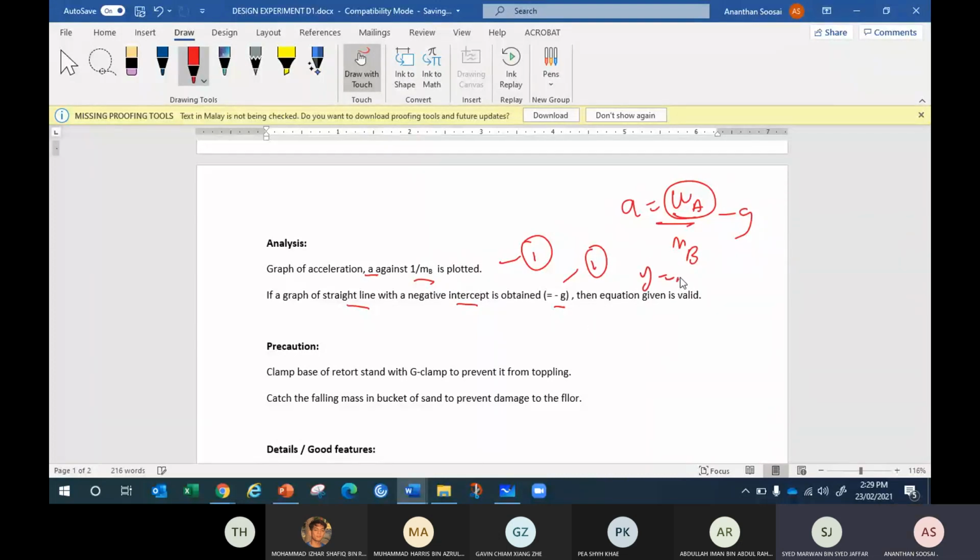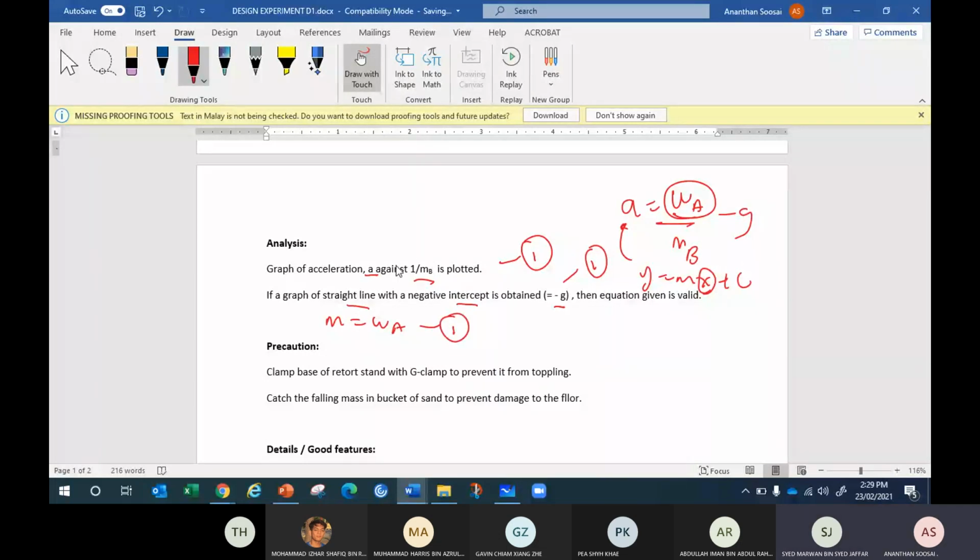Okay. y equals mx plus c. So y is A, your x is 1 over MB. Okay, 1 over MB. So the gradient should be WA. So here the missing part is, you must say the gradient is WA. That's another 1 mark.